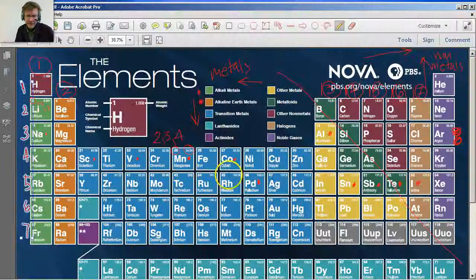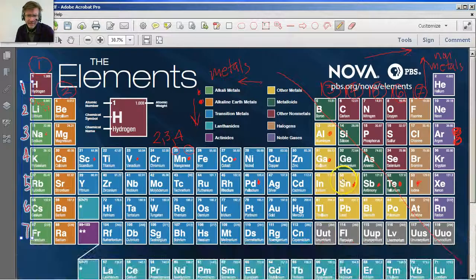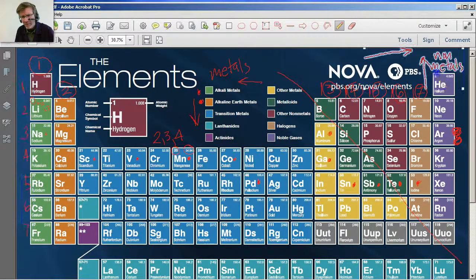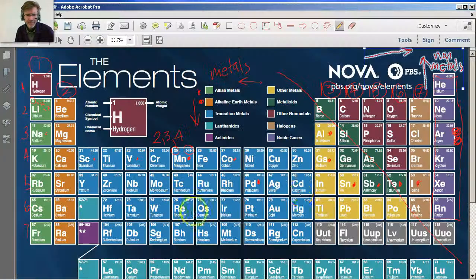Gallium, G-A-L-L-I-U-M. It's right here, number 31. Ga. Is gallium a noble gas? So noble gases are over here on the far right. Helium, neon, argon, krypton, radon, xenon. Those are the noble gases, so gallium's not a noble gas. False. Okay.